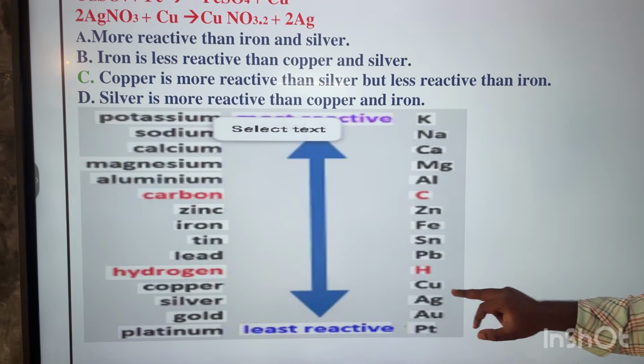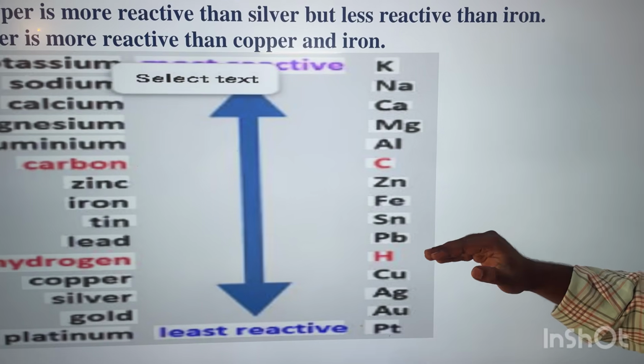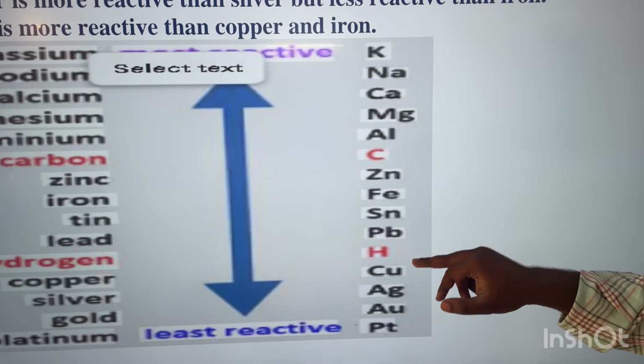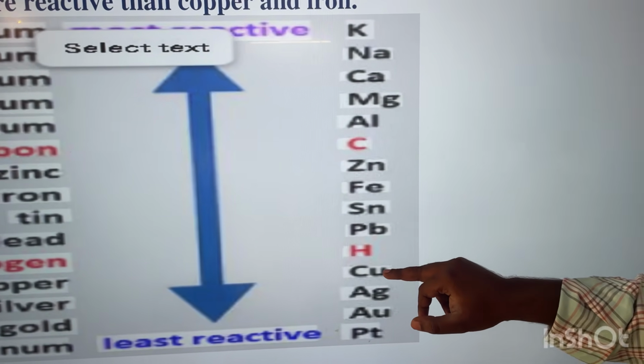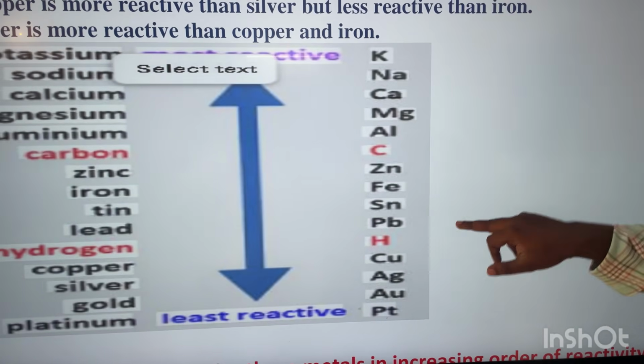We observe here copper is above, silver is below. Below means less reactivity, upper means high reactivity. But iron is more reactive than copper. Here, with copper, iron is above. This is a highly reactive metal.